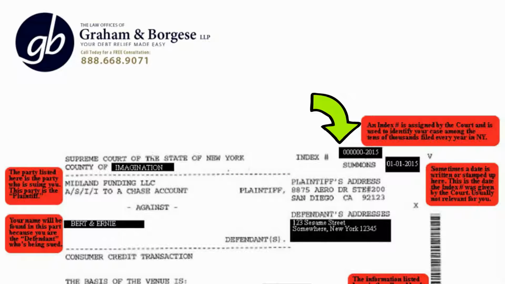This is a picture of a real summons that one of our past clients received from Forster Garbus. The client's information has been redacted and playfully replaced with Bert Ernie's. This is the index number used to identify your case. This is the party suing you. This party is called the plaintiff. This is the date the index number was given by the court and is usually not relevant to you.